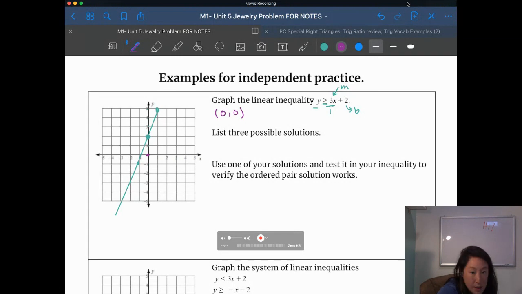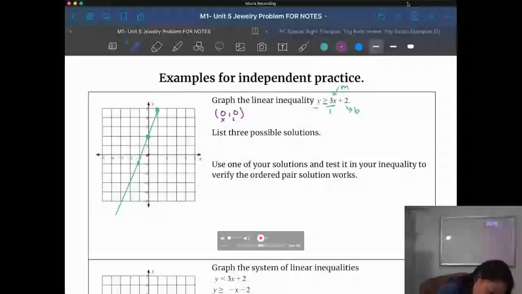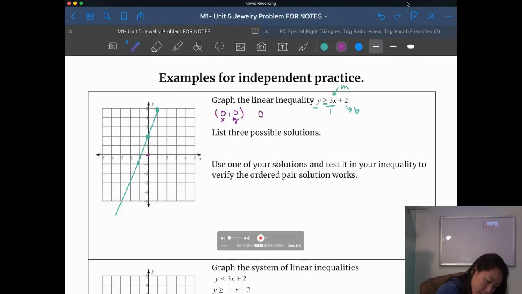Okay. So 0 is X and 0 is Y. So I'm going to do 0 is greater than or equal to 3 times X, which is 0, plus 2. So 0 is greater than or equal to 2. Is that true? That is false. So 0, 0 is not part of the solution. That means that we need to shade on the other side.